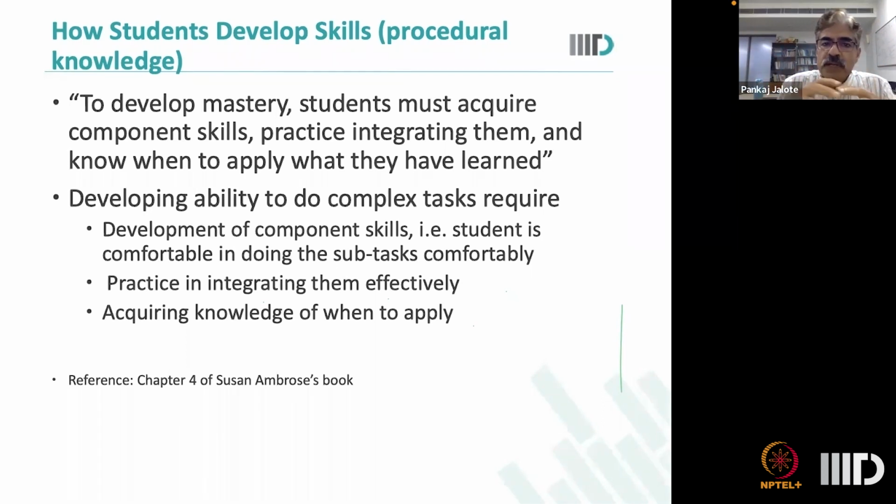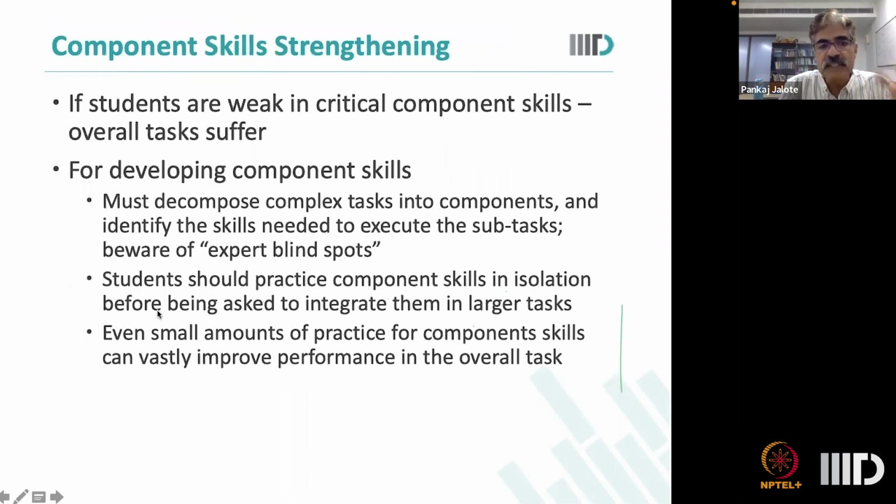So developing the ability to do complex tasks will require development of component skills. That is, the student is comfortable doing the subtask. You can't ask a student to do a complex task when he or she is not comfortable doing the subtasks. Then practicing and integrating them effectively and learning how to transfer or apply this knowledge. Okay? I've given the reference where you can read up more about it. So if students are weak in critical component skills, then the overall task suffers.